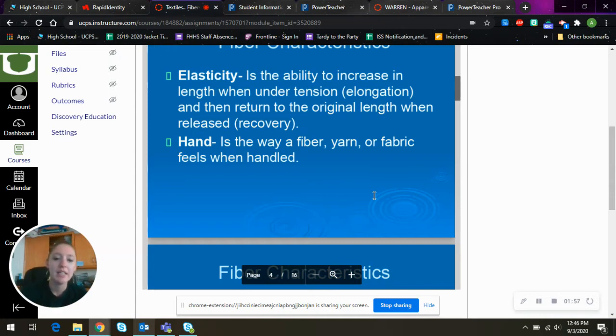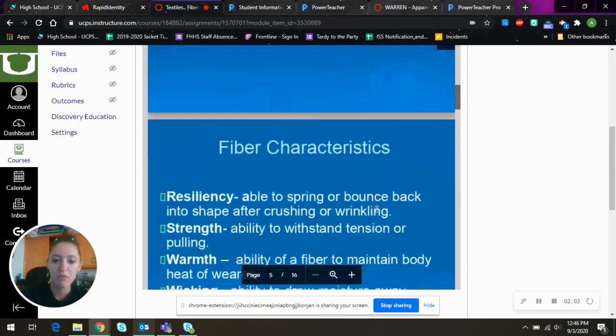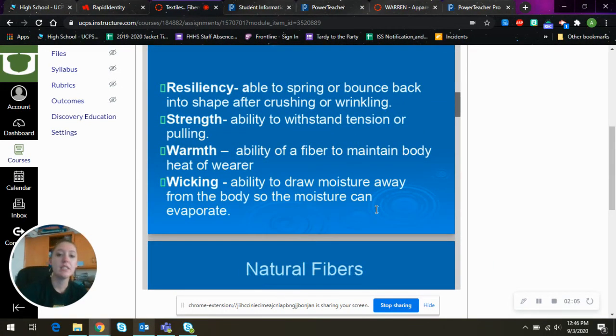And then hand is the way a fiber, yarn, or fabric feels. So how something feels when you touch it. Resiliency is the ability to spring or bounce back into shape after crushing or wrinkling. So if I take this mask and I crush it and I wrinkle it all up, is it going to look the exact same? Obviously not, because now it has wrinkles all over it, but this is cotton. Cotton wrinkles very easily.